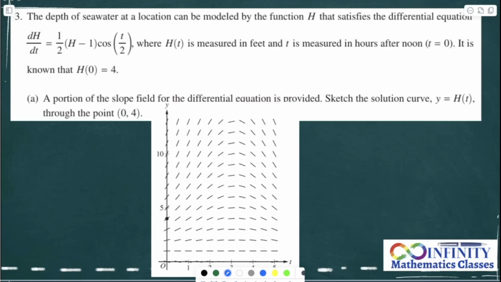A portion of the slope field for the differential equation is provided. Sketch the solution curve. So that means they have already told you the position was 4 in the beginning. So you need to just follow the field there. I hope this type of solution will be there. Can you please check? You just need to make use of the slope field. Right. No issues? Perfectly okay.